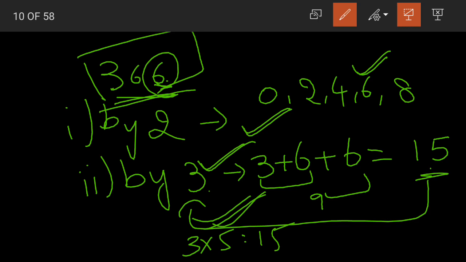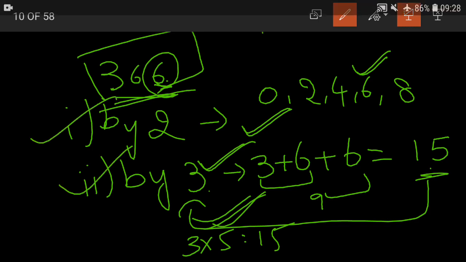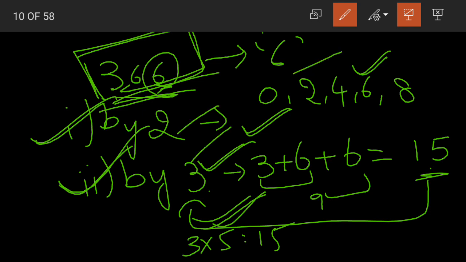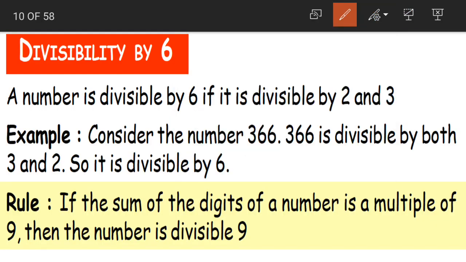Now as this number is divisible by both 2 and 3, what is it, children? As the number is divisible by both 2 and 3, the number 366 also becomes divisible by 6. Okay? 2, 3 and 6. All these numbers divide 366 exactly.